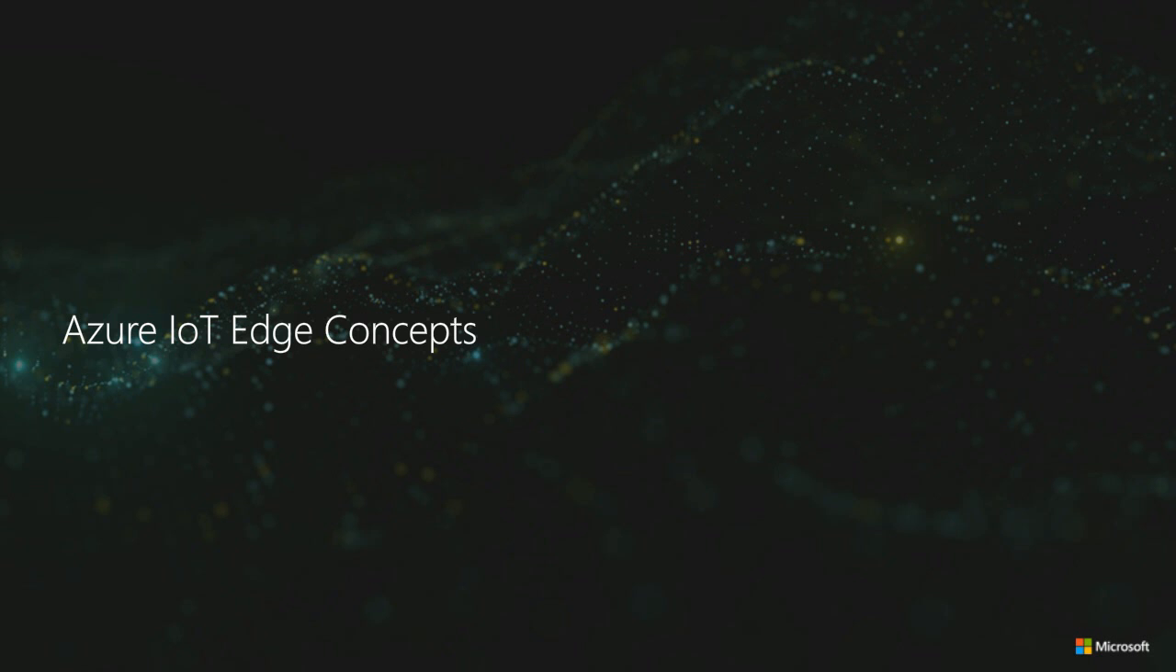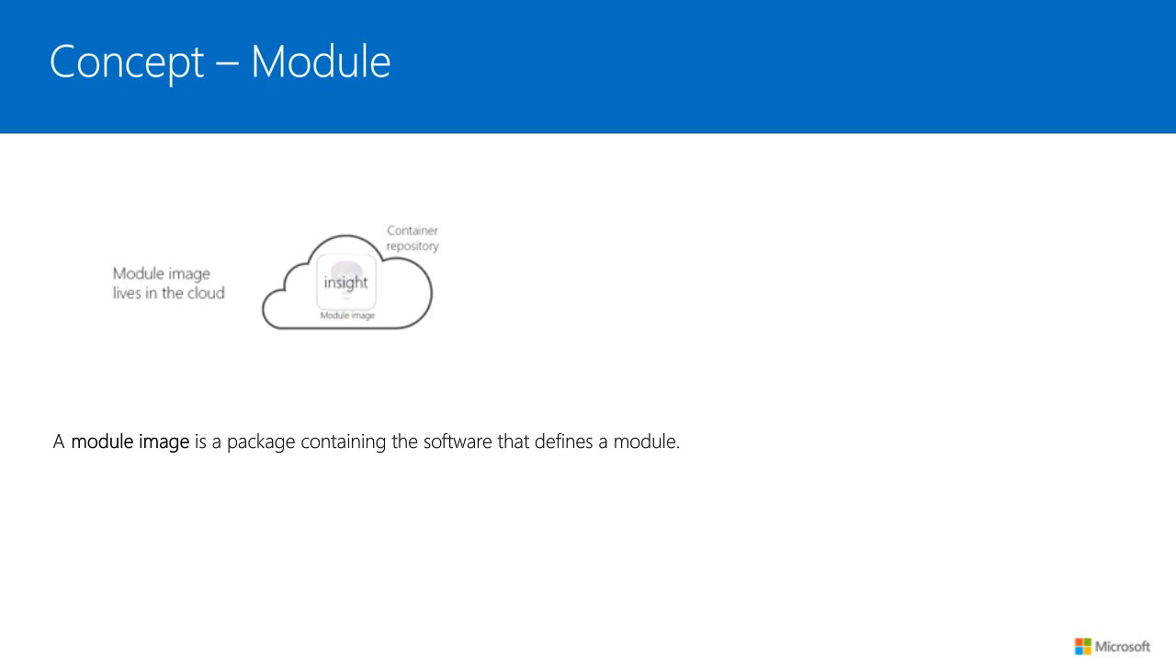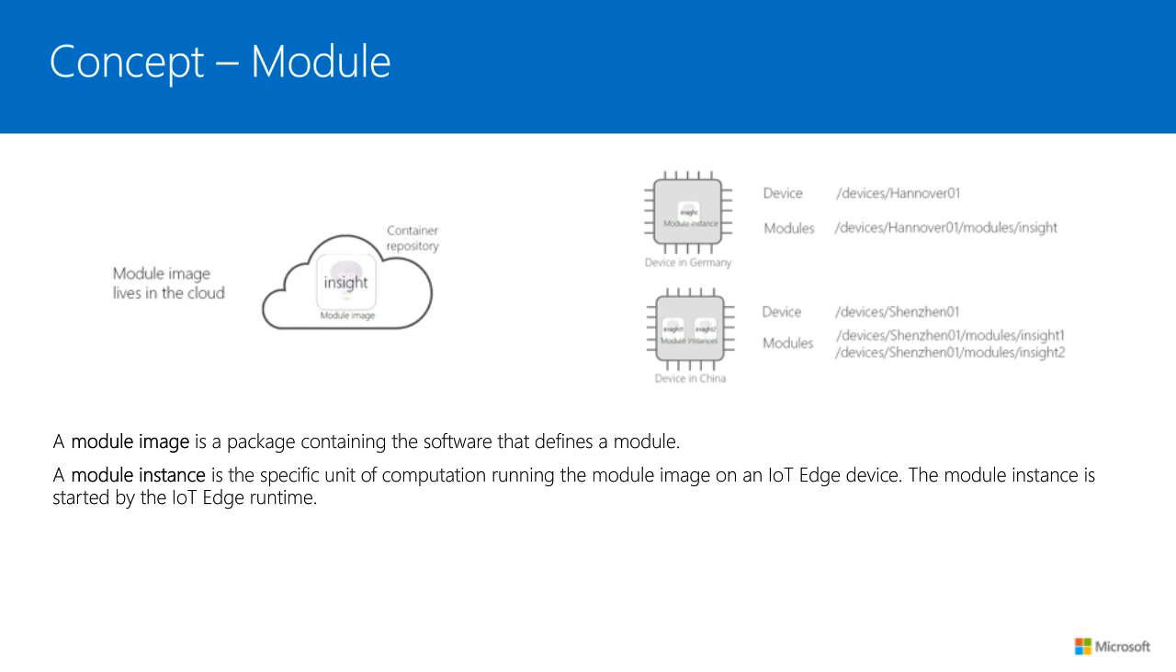Let's go through some of the concepts of IoT Edge. These are very important for you to understand how to use Azure IoT Edge. The first concept that I want to bring up is called a module. A module is based on several things. The first one is an image. That's the container package that the software is in and that defines the module itself. That's the code, right? A module instance is a specific unit of computation running that module image on an IoT Edge device. That instance is started by the IoT Edge runtime that we'll talk about in a minute.